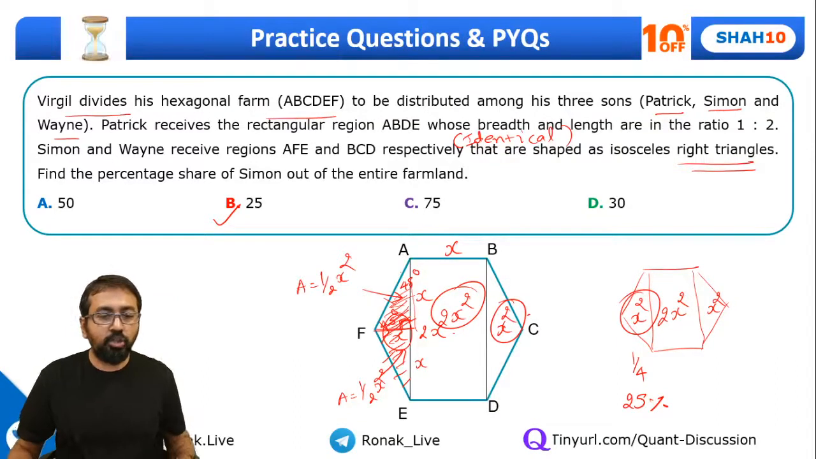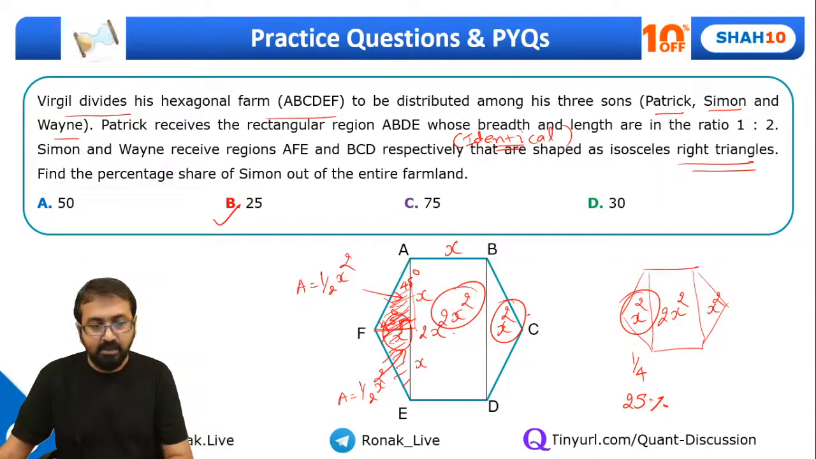So this question was surely a doable question. The only thing is this identical part was missing, so I have corrected that.